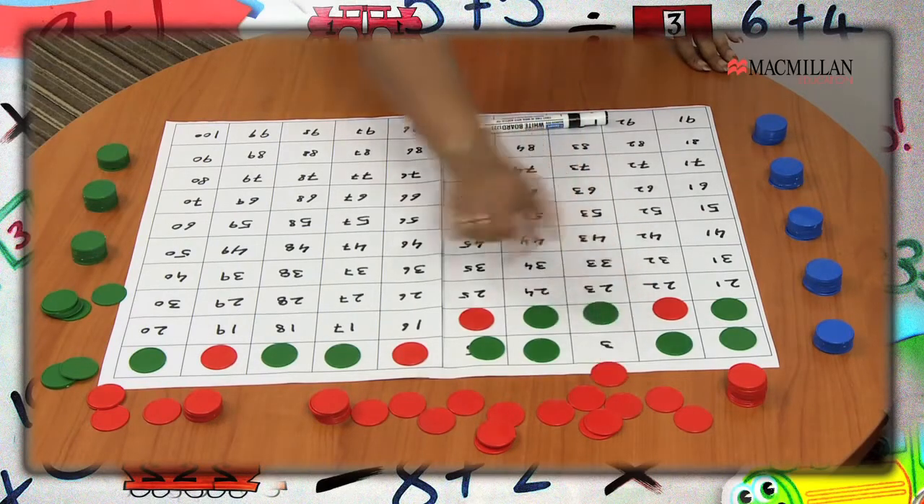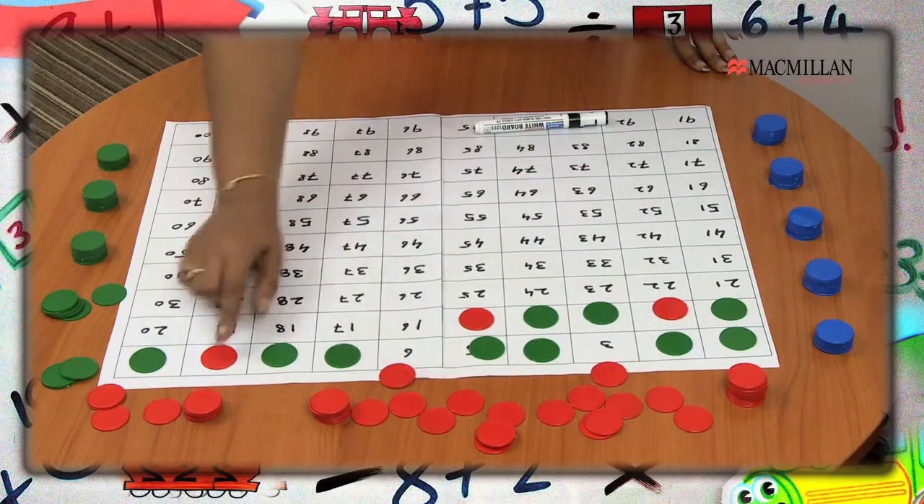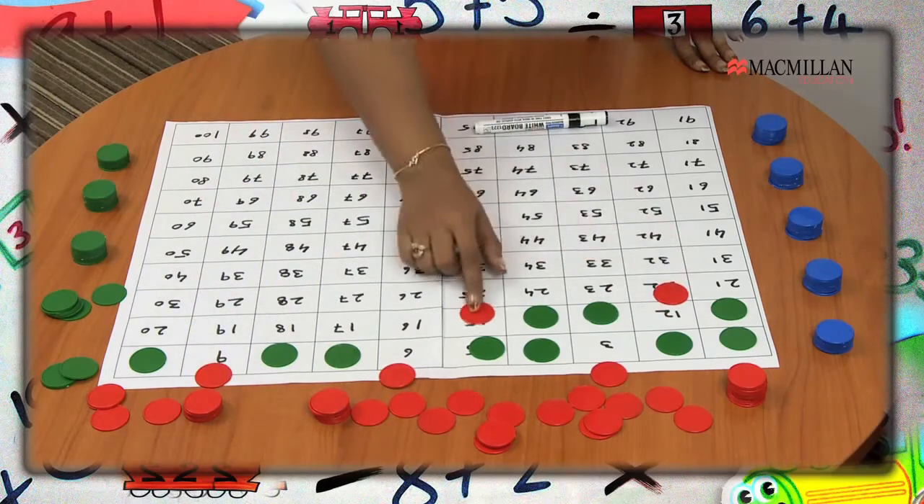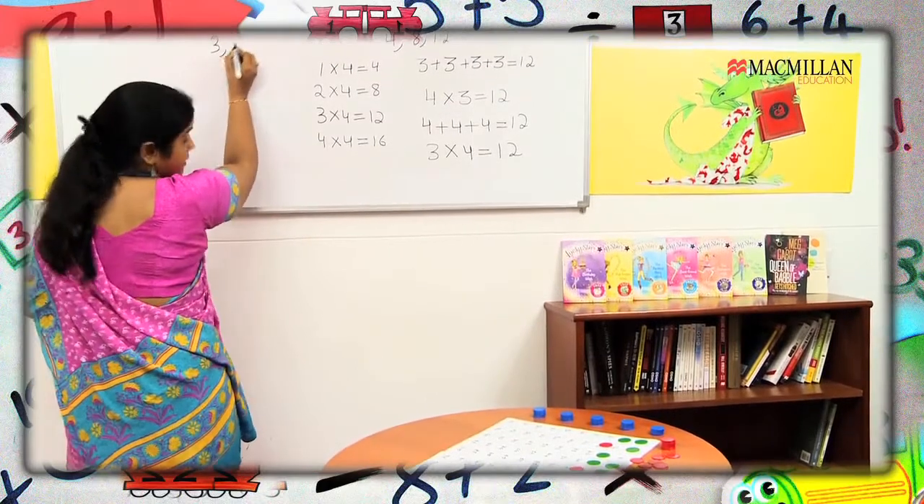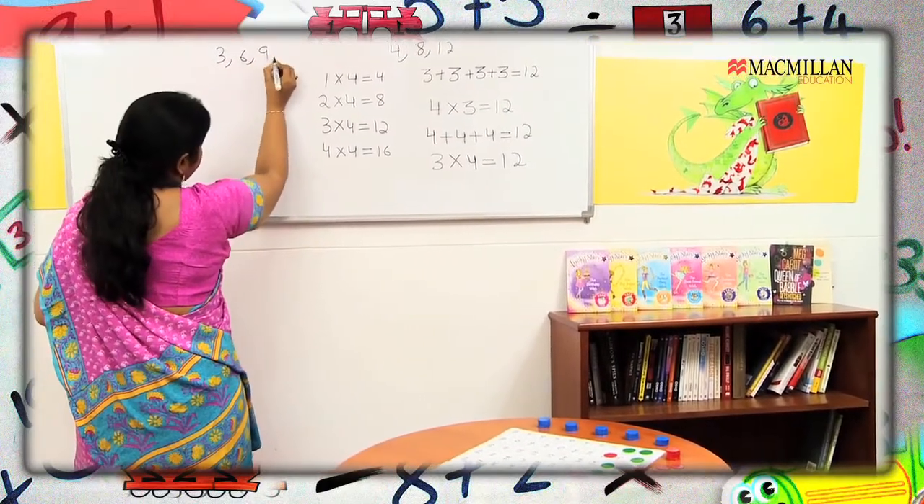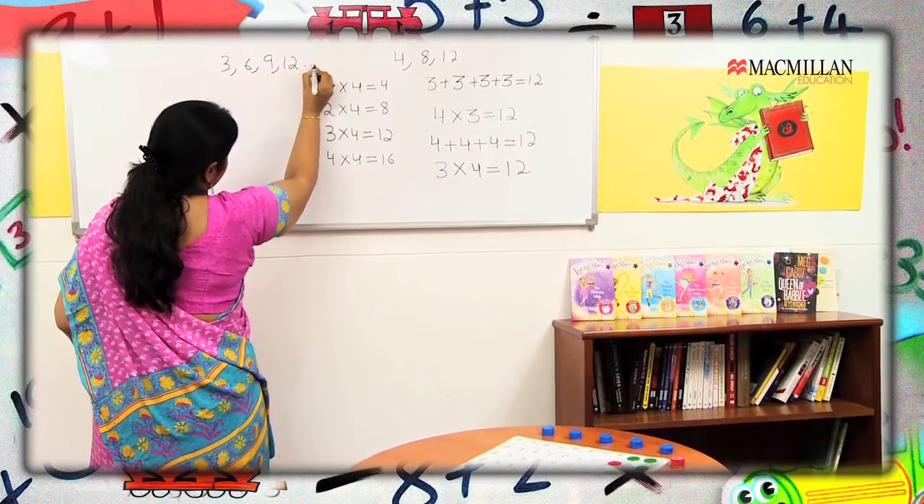And how am I going to check? I am going to just move out all the red counters for you to see. So what do I have? I have 3, then 6, then 9, then 12, so on.